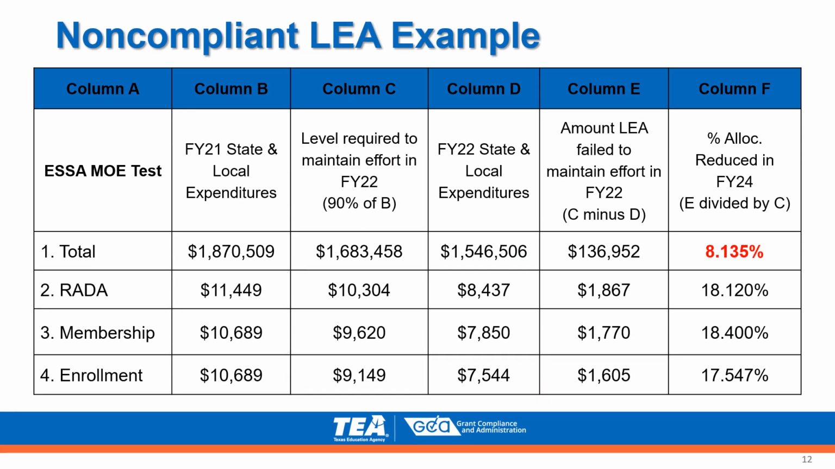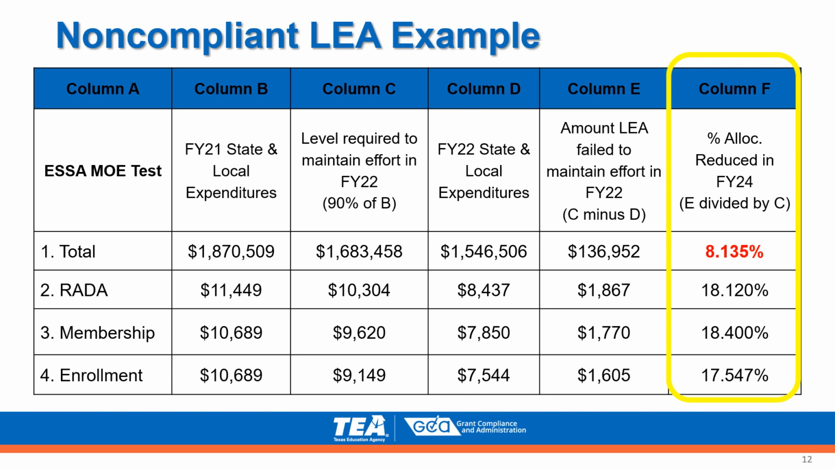In this example, we will see where an LEA is non-compliant. Just like in our previous slide, the chart demonstrates the same column and row titles. As you can see in column D, the LEA did not expend the level required to maintain effort in FY22 because the amounts expended were less than column C, which is the 90% minimum requirement for ESSA LEA MOE. Therefore, in column E, you will see the amount the LEA failed to maintain effort, column C minus D. Column F illustrates the percentage of allocation reduced in FY24, column E divided by C.